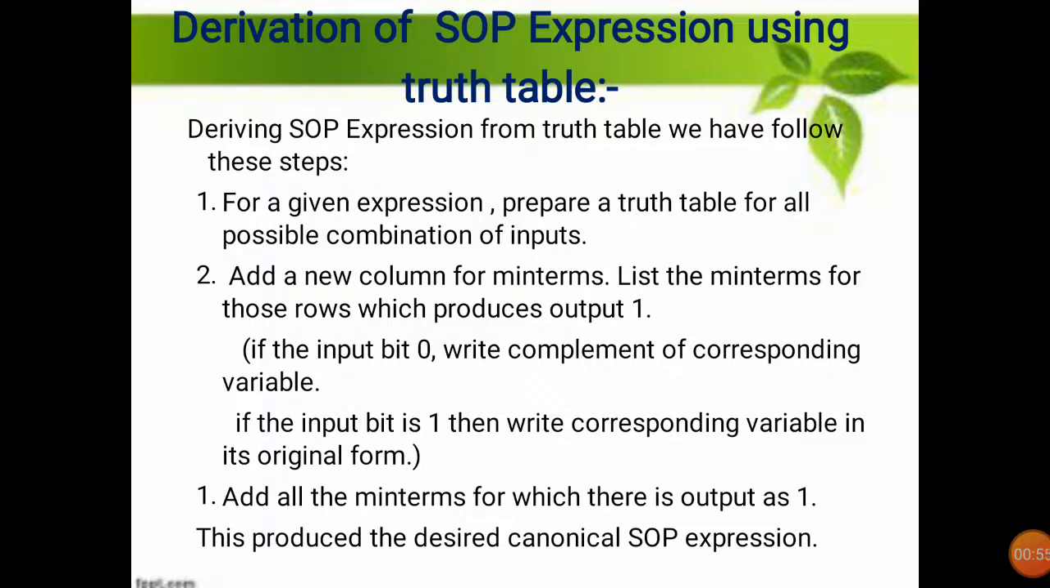Now, to derive SOP expression using truth table, we have to follow these steps. First, for a given expression, prepare a truth table for all the possible combinations of inputs. Second, add a new column for min terms and list the min terms for those rows which produce output as 1. Keep in mind, we have to calculate the min terms of those rows where the output is 1.